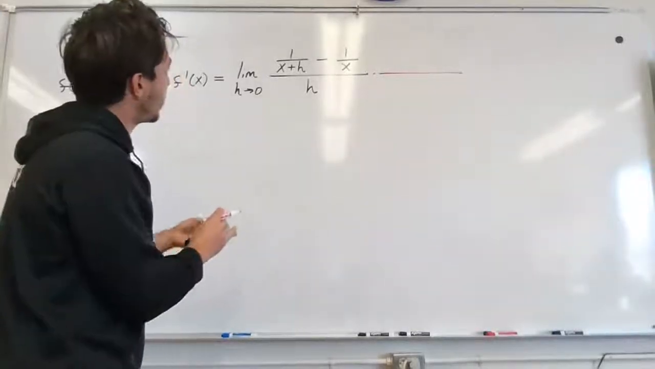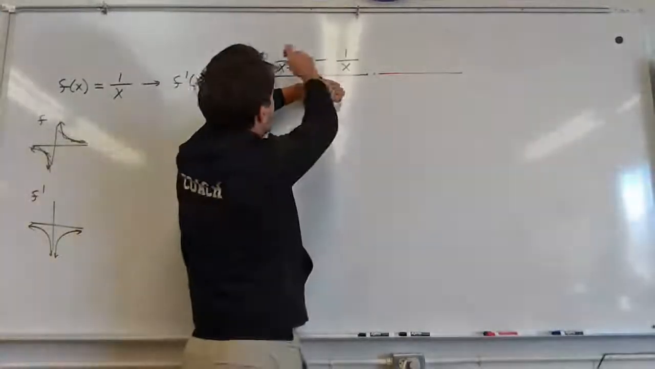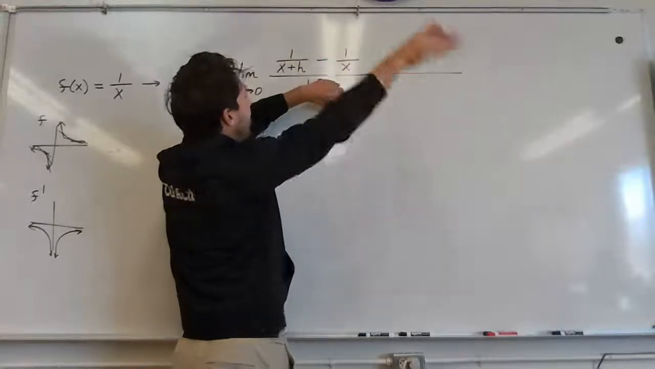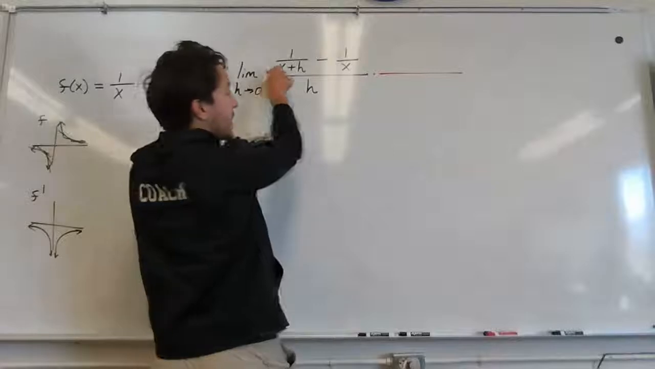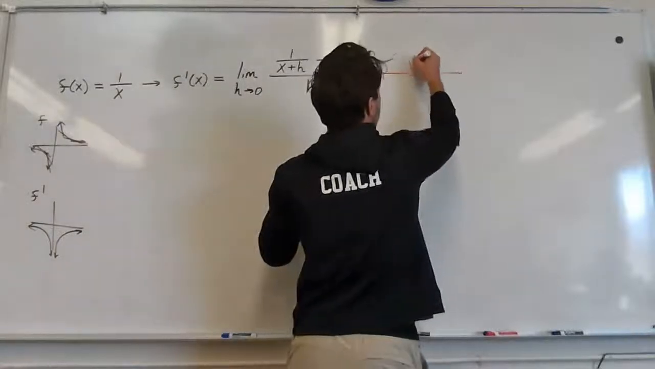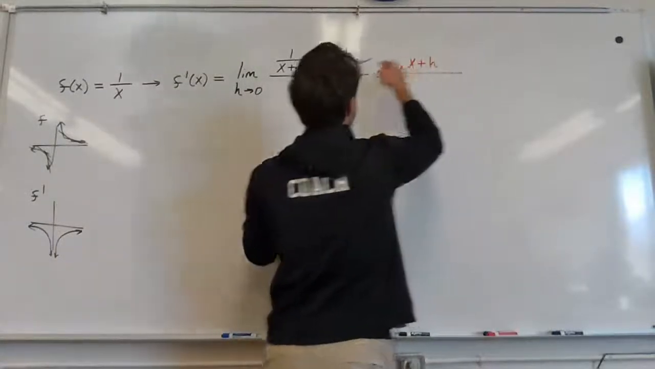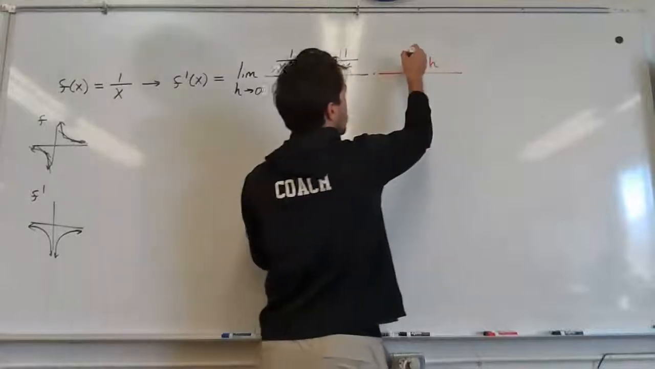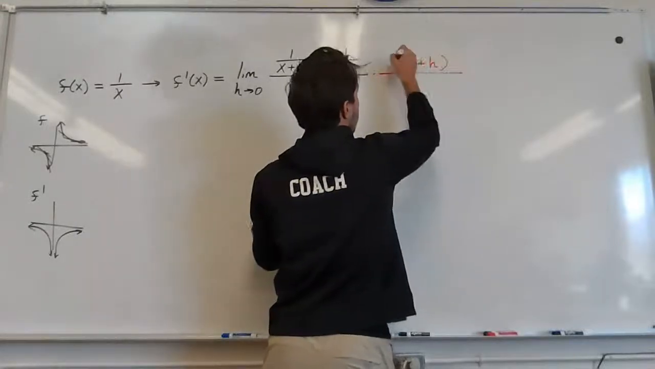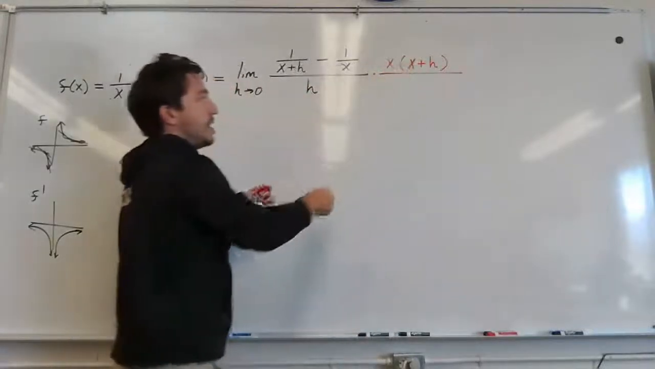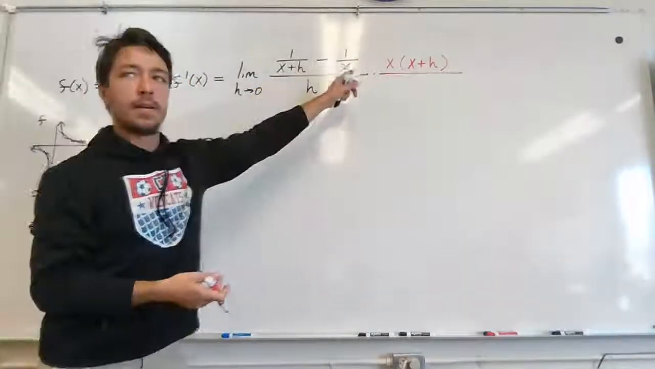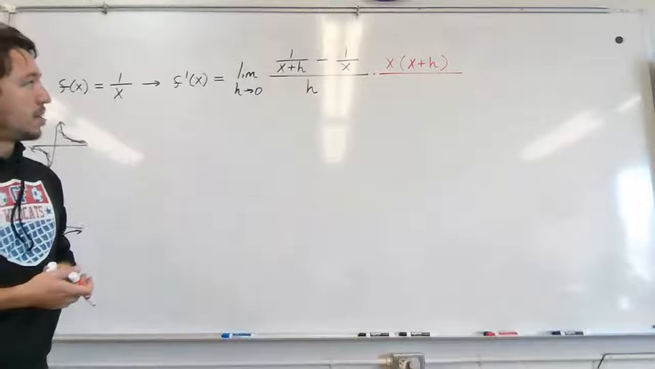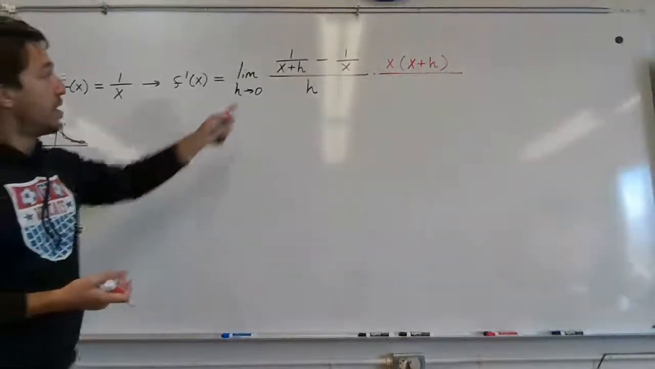How can we? Just ignore the bottom for a second. What could I multiply this by that would eliminate all the fractions? Well, he wants to get multiplied by x plus h, right? And he wants to get multiplied by x. So let's multiply the top by x and x plus h at the same time. How do we feel about that? Sure. Yeah, no, I agree.